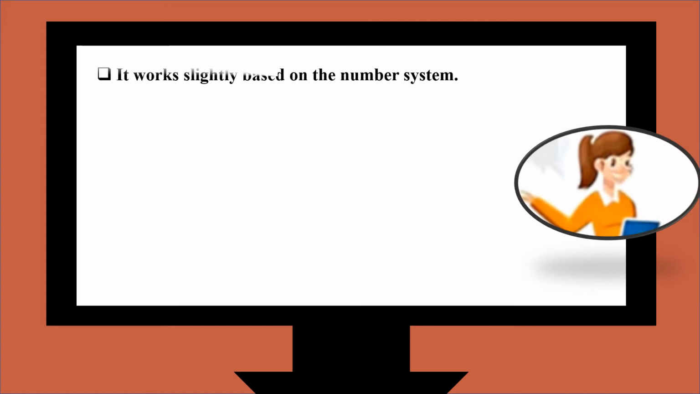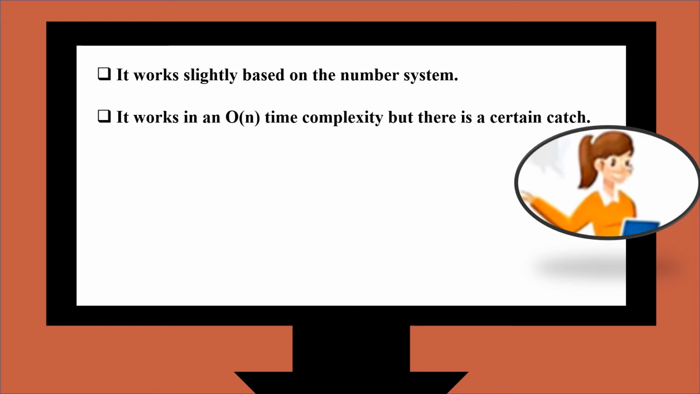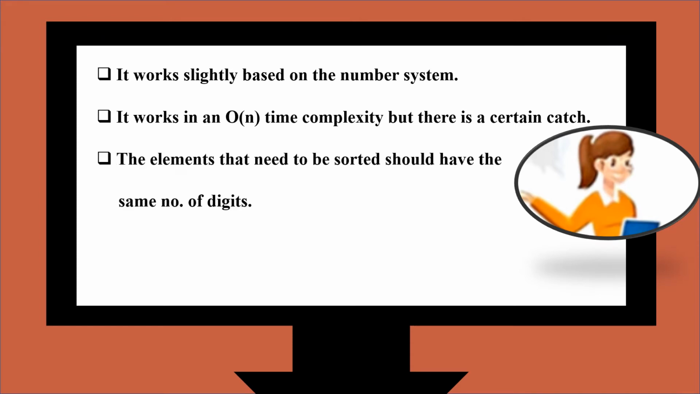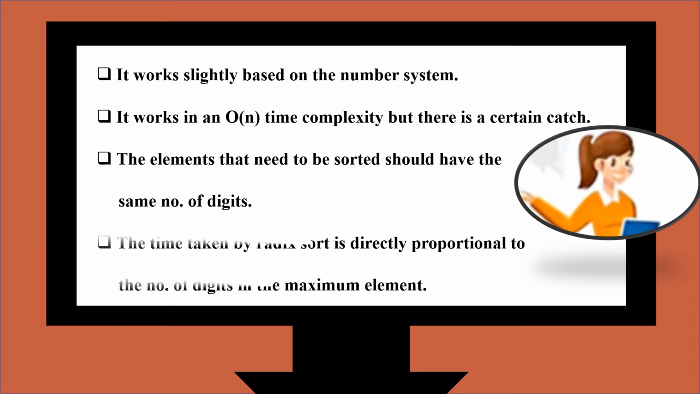The key features of Radix sort are: it works based on the number system. It works in omega n time complexity, but there is a certain catch. The elements that need to be sorted should have the same number of digits. The time taken by Radix sort is directly proportional to the number of digits in the maximum element.